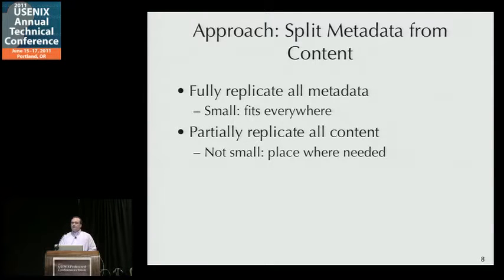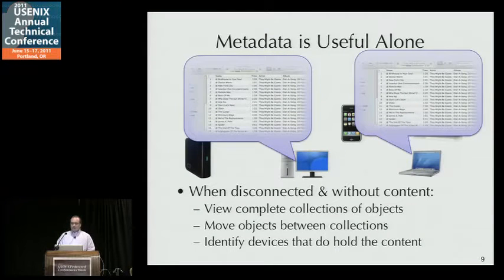So one approach that we can take is to look at the kinds of objects that we're storing here and split them in half. We can split them into the metadata that describes what the objects are, and then the content, which is the actual bits that compose the picture, the music, the email, etc. The metadata has this nice property that it's very small in comparison to the total object size. So that means that I can afford to copy it to all of my devices. On the other hand, the content itself can be very large in comparison. It's not small in general, and I'll only be able to place it where it's actually needed.